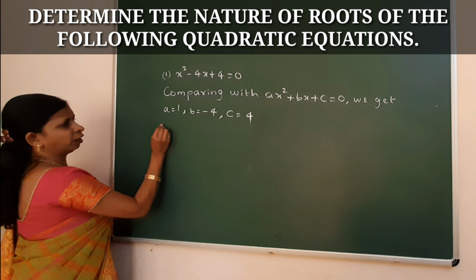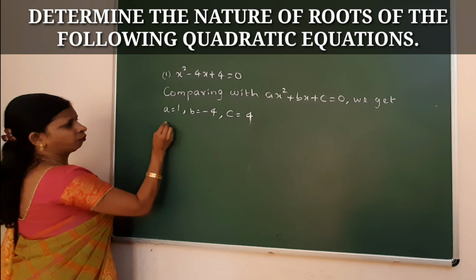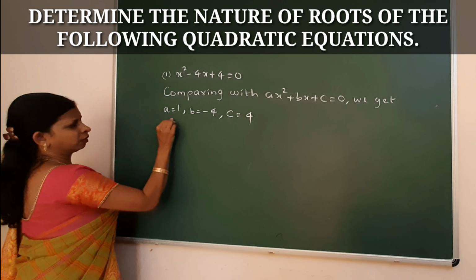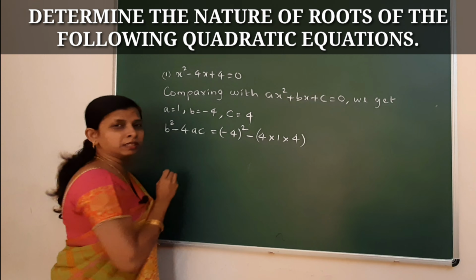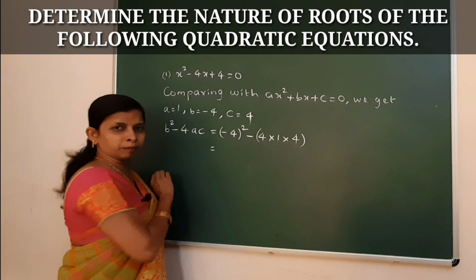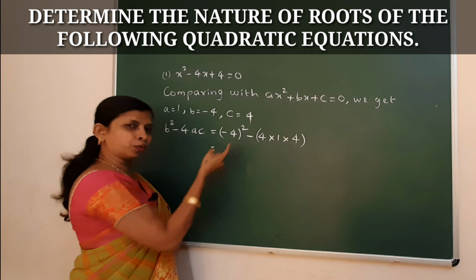Okay, now let us find the value of b square minus 4ac. That is minus 4 the whole square minus 4 into a is 1 and c is 4. If you want, you can put it inside the bracket. Many children make a mistake. 4 square is also 16 and negative 4 the whole square is also 16. So you write 16 minus 4 4s are 16. So now your answer is 0.